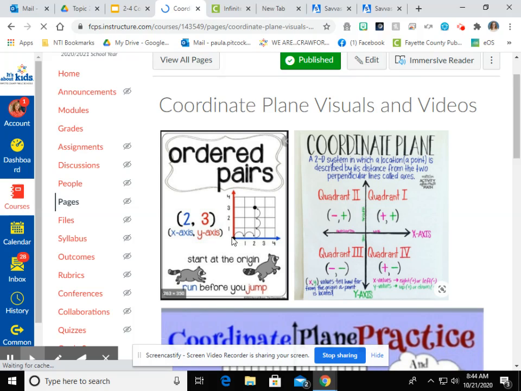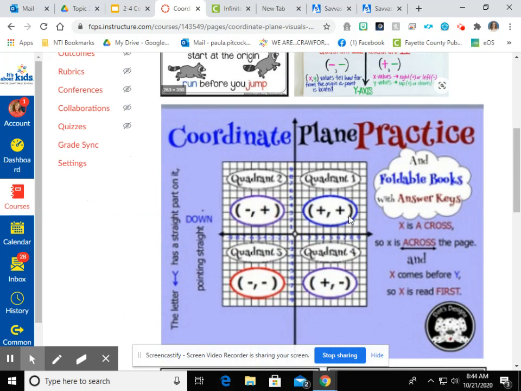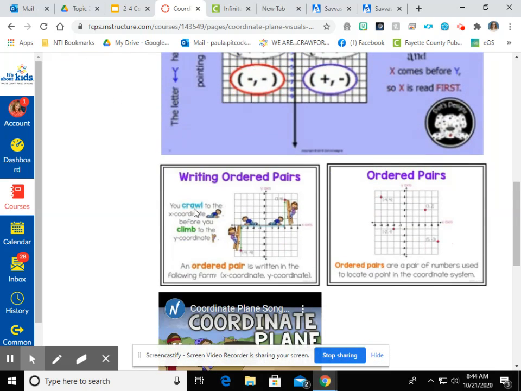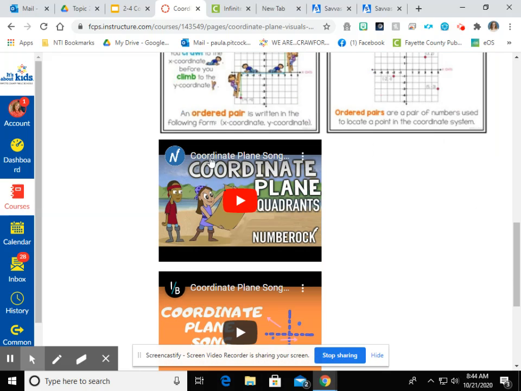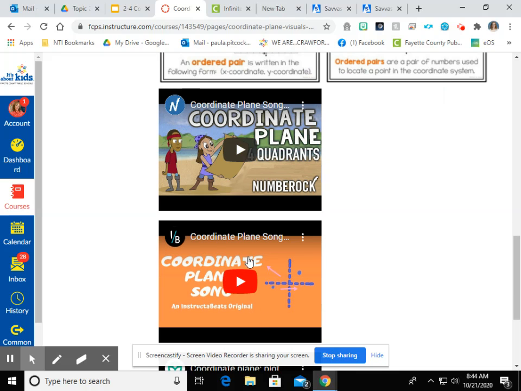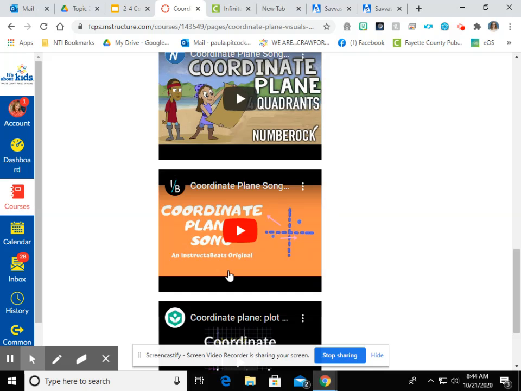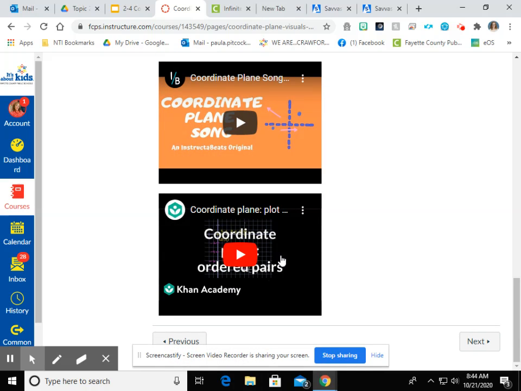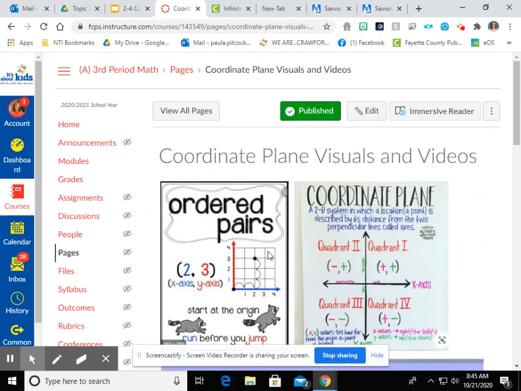It gives you pictures that remind you you run before you jump, you start at the origin, it shows you x and y, it shows you the quadrants, it shows you more quadrants. Okay. You have to crawl before you can climb. There's lots of ways to remember it. Here's a fun song about coordinate graphing. This is the song we watched about shuffling on the carpet before you can climb the stairs. Here's a video that just teaches it. There's no songs involved, it just teaches it. So you do have resources.